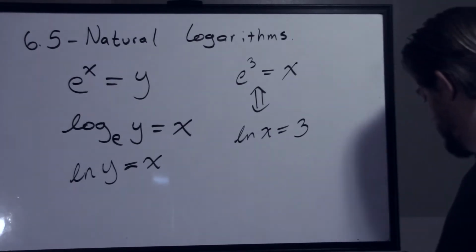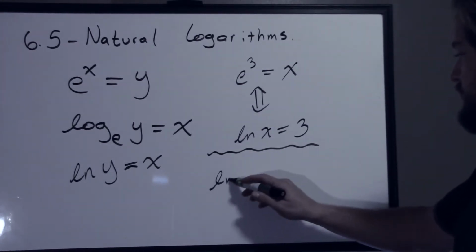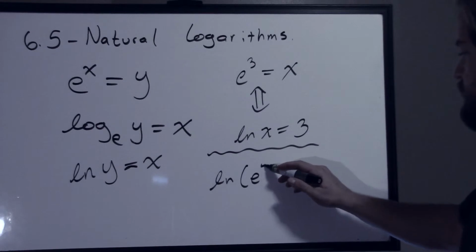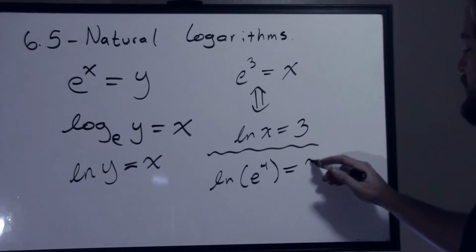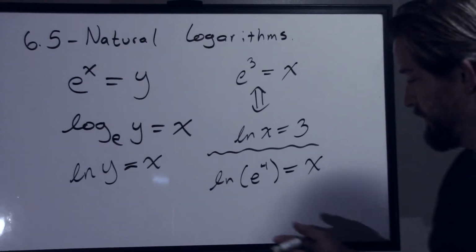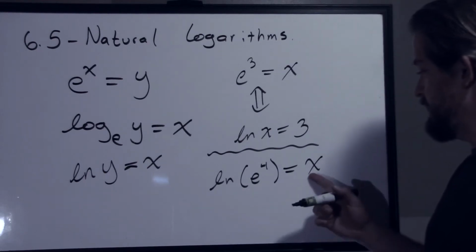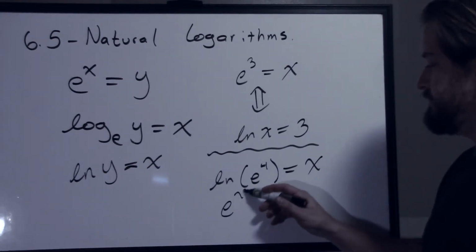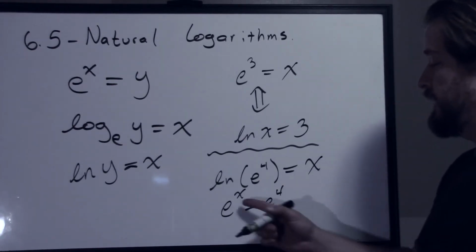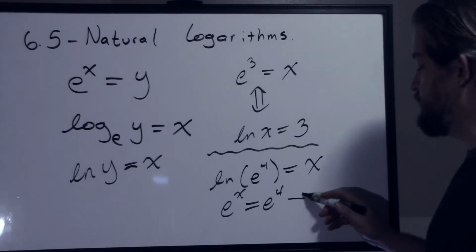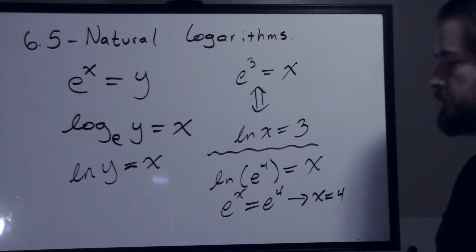Okay. We might also see something like, say, natural log of e to the 4. If we want to evaluate this, I would say this equals something. I don't know what it is, but let's call it x. And then if I rewrite this, the natural log is that base e. So that is to say that e to the x is equal to e to the 4 if I were to rewrite this as an exponential. And therefore I can tell that x has to be equal to 4 in order for that to work.